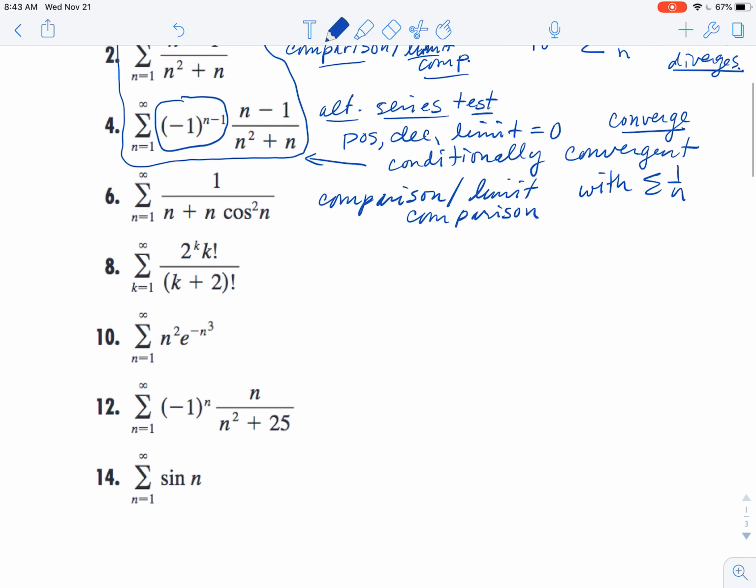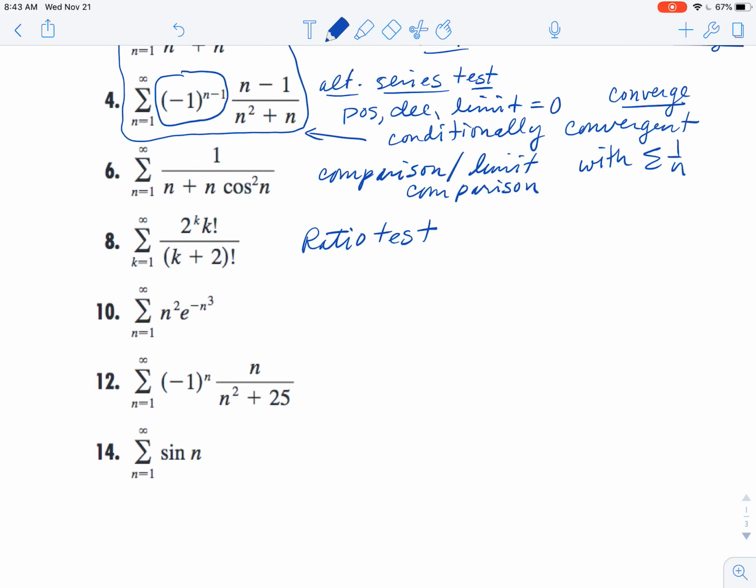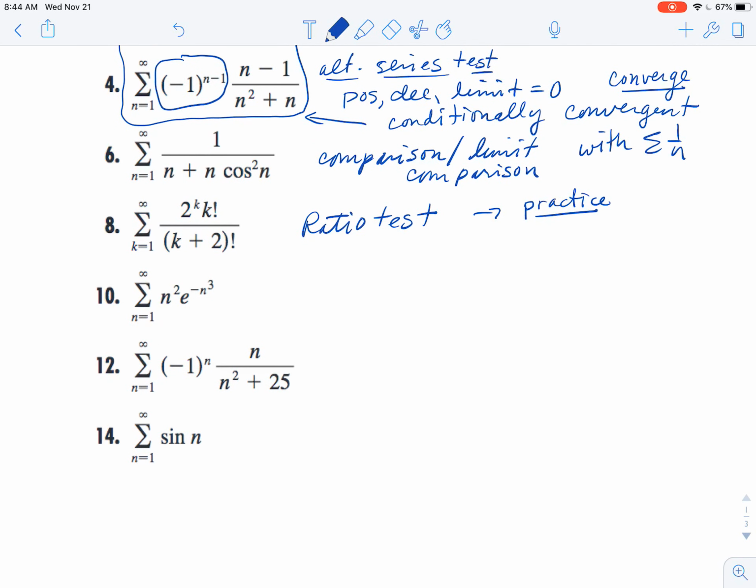All right, what about 8? What test do you think? Ratio test. Any gut feeling as to whether that would converge or diverge? Some people say diverge. Anybody say converge? She said converge. I would agree with converge because this one is more than this one here, right? But we have to take a look, okay? So I would practice this one. Okay, I think actually the more I look at it, I think it's going to diverge. You'll have to take a look at it.